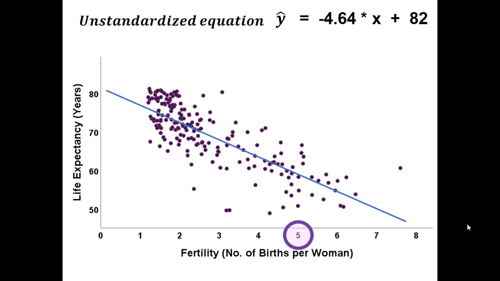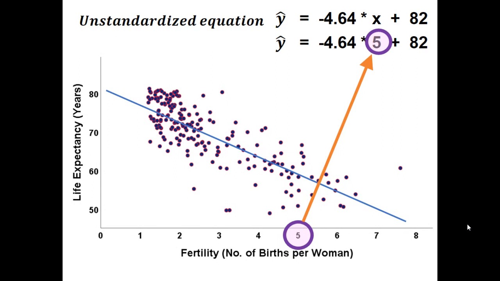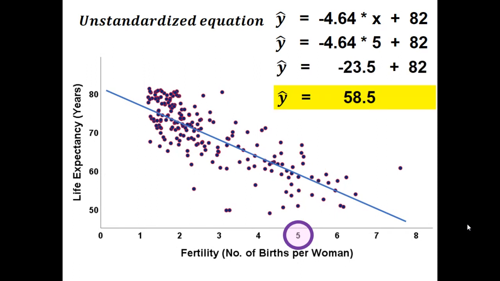For instance, suppose the fertility in a country is 5. That is, each woman, on average, gives birth 5 times. We can plug that number into the unstandardized equation. Then when we do the math, we find that y predicted equals 58.5. That is, we estimate that in a country with a fertility of 5, people live on average a little less than 60 years.